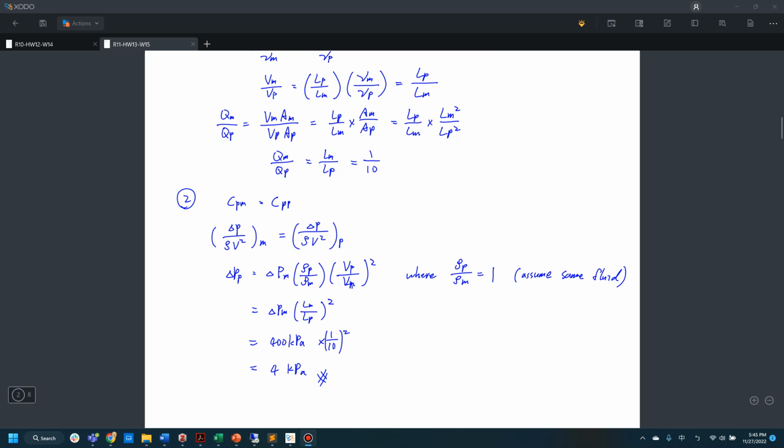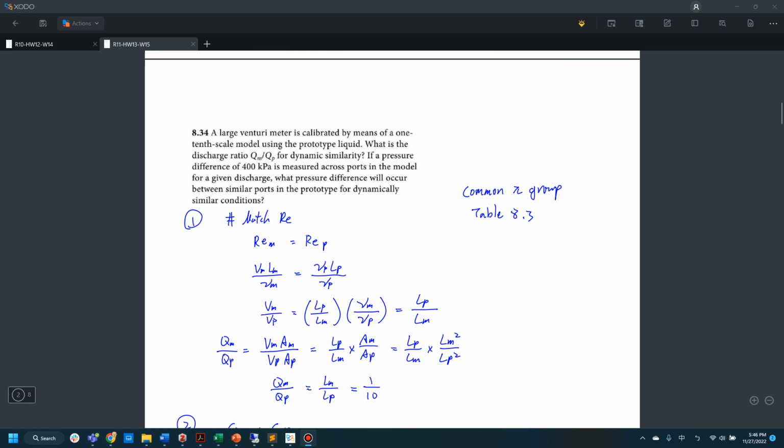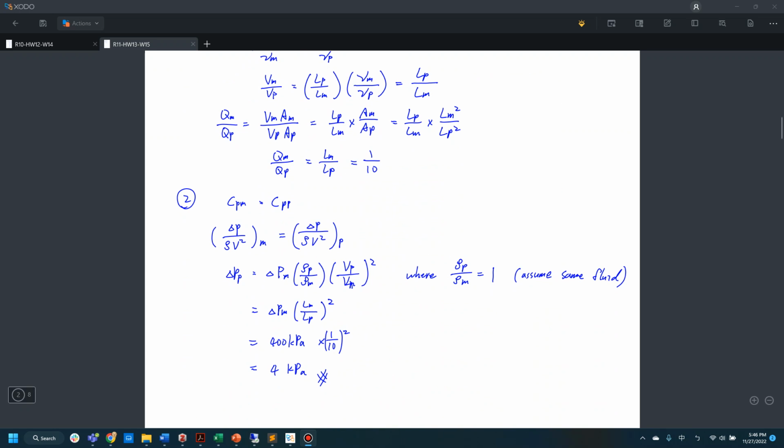And you can find that information in the problem, which is the difference of 400 kPa. So here we have 400 kPa. And as we showed in the previous subproblem, Lm divided by Lp is equal to 1/10. So we have 1/10 here, but to the power of 2. So you can solve that this delta P for the prototype is equal to 4 kPa.